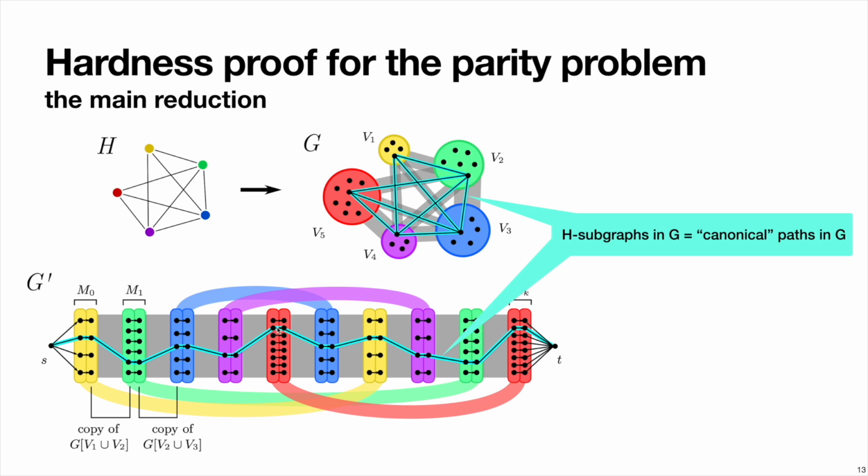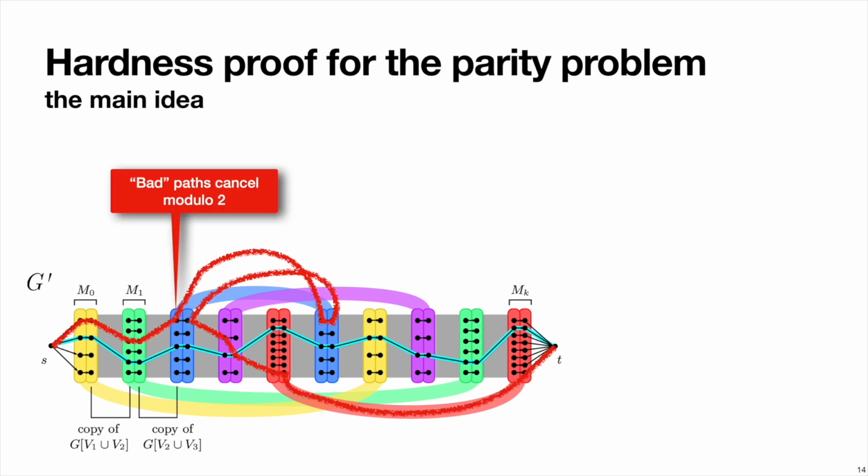So when we count these paths, we will also encounter some bad paths. Paths that don't follow this canonical structure. But we can show and construct this graph in such a way that bad paths cancel. So whenever there is a bad path, there is some other partner. They pair up and cancel.